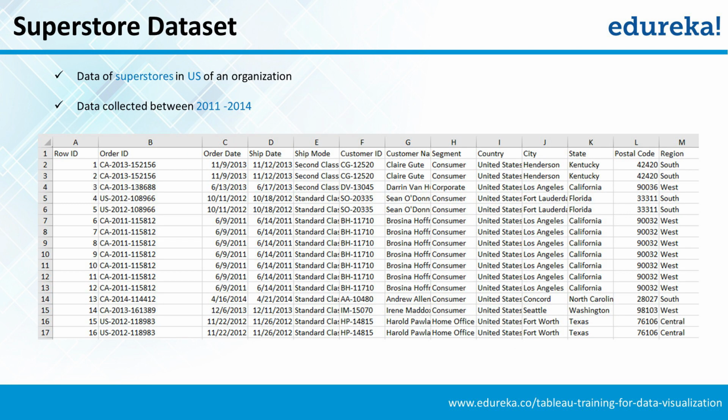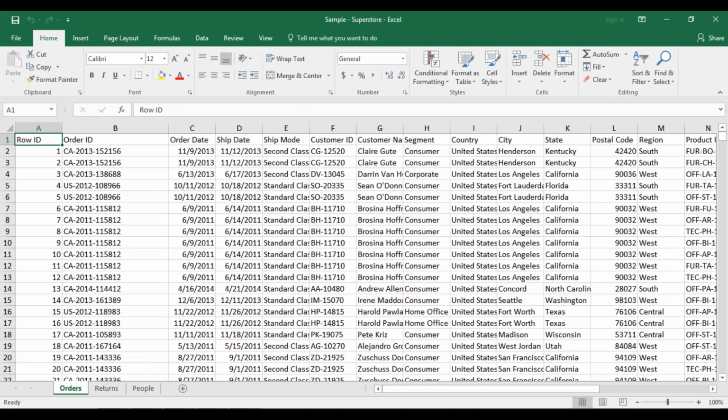Now for this session, I have a Superstore dataset guys. Let me just open it. So this dataset is based on a group of superstores in US of an organization. It contains all the information of those superstores from regional level to transactional level. You can see the data is very exhaustive guys. So a lot of data is there.